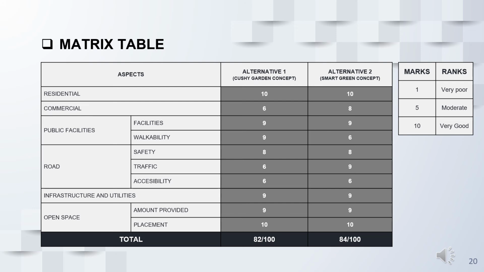Matrix table. In total, Alternative 2, Smart Green Concept received more marks with 84 out of 100 compared to Alternative 1, Cushy Garden Concept with 82 out of 100.